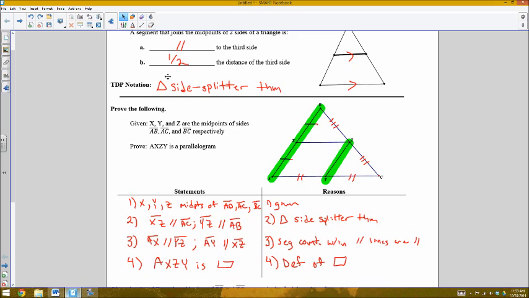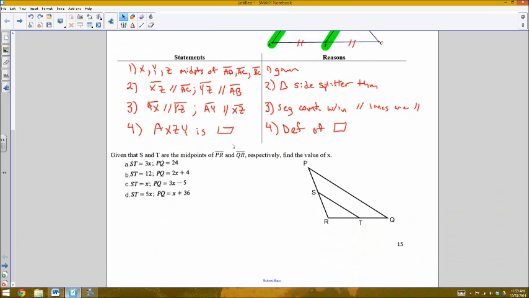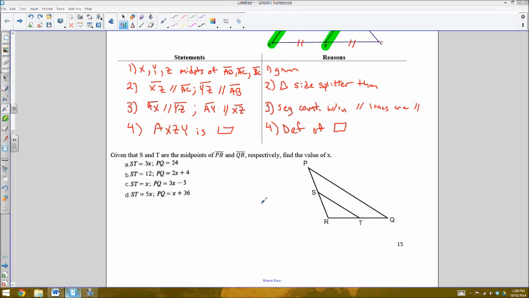Now notice I didn't use the fact that it's half the distance of the third side anywhere. Well, that tends to come up more in algebraic examples. So there's an example of that just below. Given, in this case, that S and T are the midpoints of PR and QR, respectively, meaning that S is the midpoint of PR and T is the midpoint of QR, we need to find the value of x in each of these examples. Well, let's do the first one together. It says that ST is 3x, so it has length 3x, and it says that PQ has length 24.